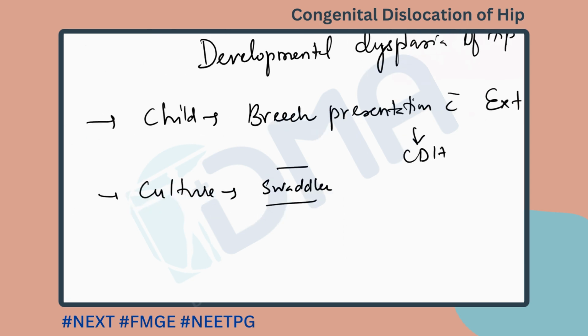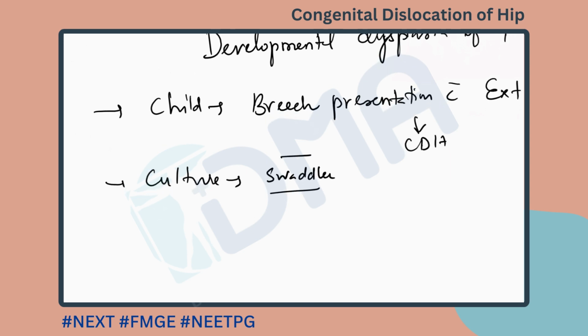Whenever you keep the child's hip adducted, there is more chance for it to get dislocated. That is why in swaddlers, CDH is common. It is not common on our side.